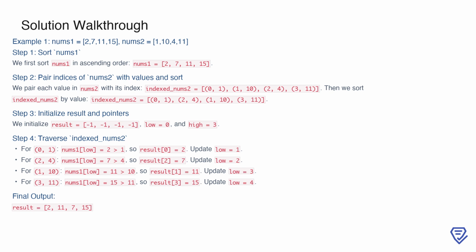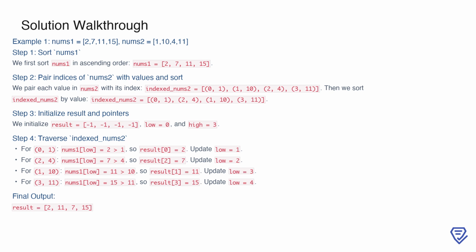At this point, we initialize the result array as -1, -1, -1, -1, and set up two pointers, low at 0 and high at 3, which represent the smallest and largest values in nums1, respectively. Now, we begin traversing the sorted indexNums2. For the first pair, (0, 1), the smallest value in nums1, 2, is greater than 1, so we assign result[0] equals 2 and increment the low pointer to 1.